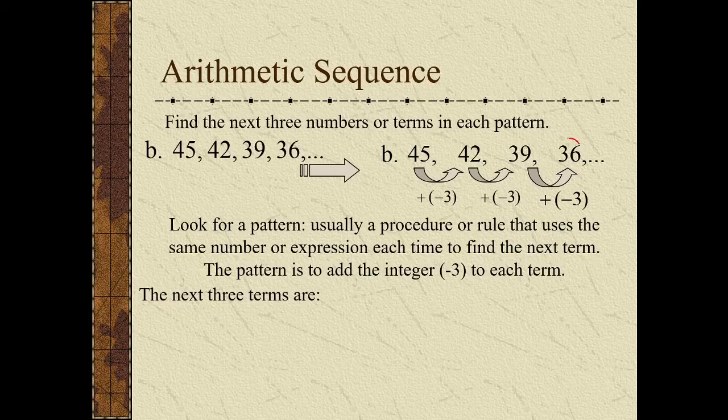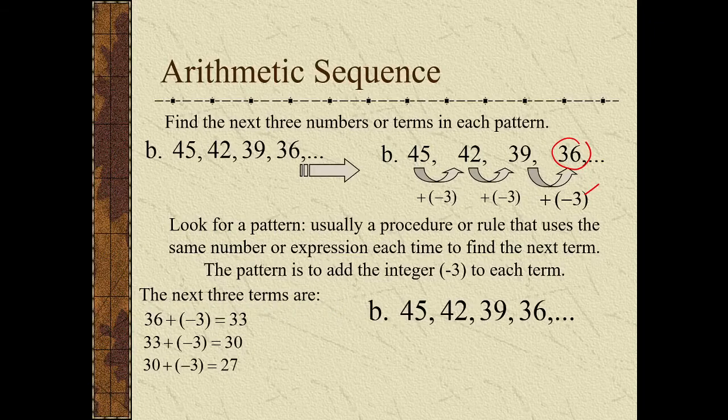So meaning, what should be the next numbers? We stopped at 36. What is 36 minus 3? 33. Next, 33 minus 3. 30. Next, 30 minus 3. 27. There you go. So meaning, the next three terms are 33, 30, and 27. So this is what you call an arithmetic sequence.